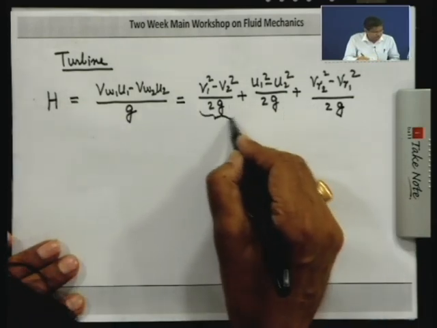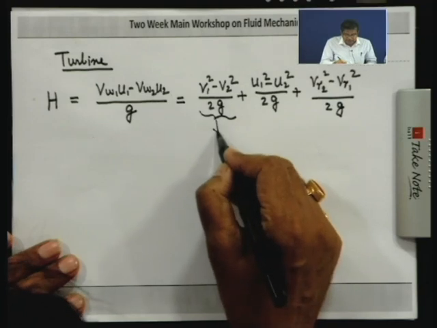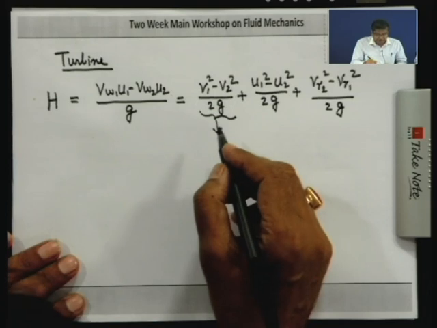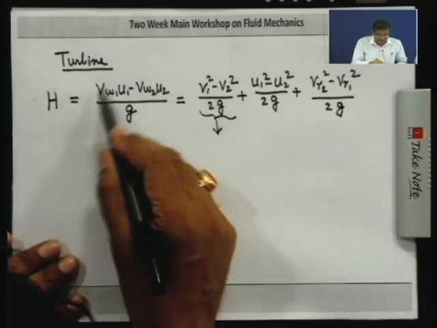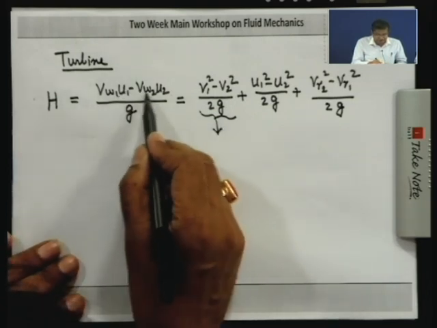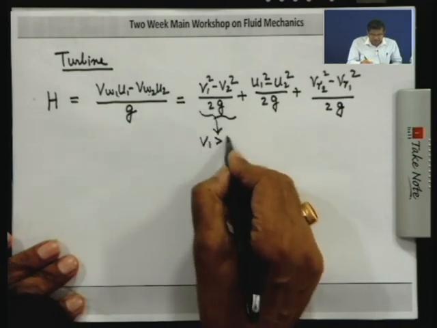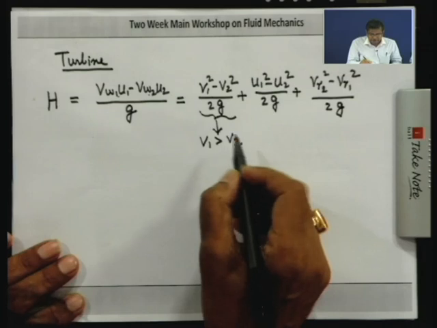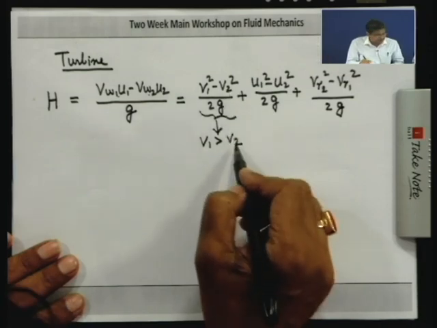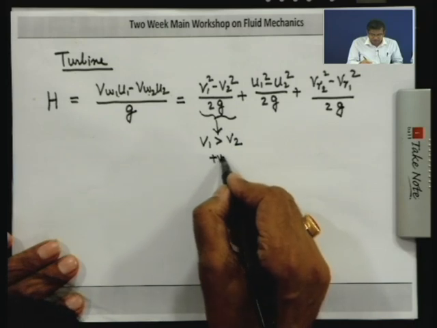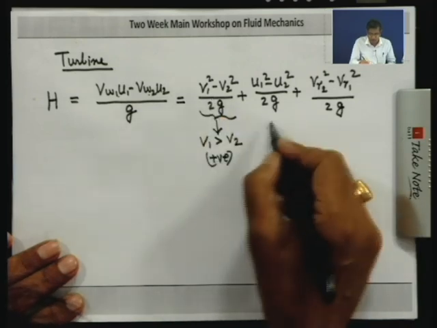One part is the change in the dynamic head, that means change in the kinetic energy. This is by the impulse action, and this is the head delivered. So, this is greater than this. So, for this to be positive, V1 has to be greater than V2, and it happens for a turbine that the velocity at the outlet is less than that at the inlet. So, therefore, this is positive, means this contributes to the head delivered.